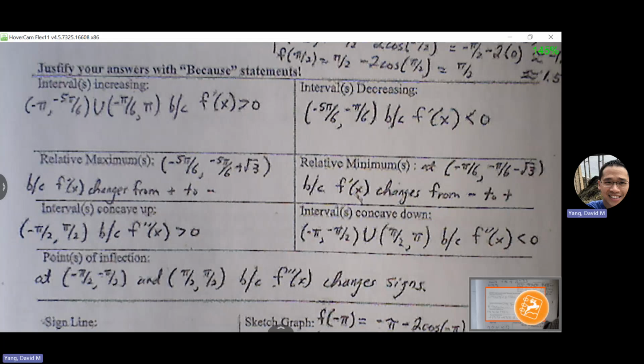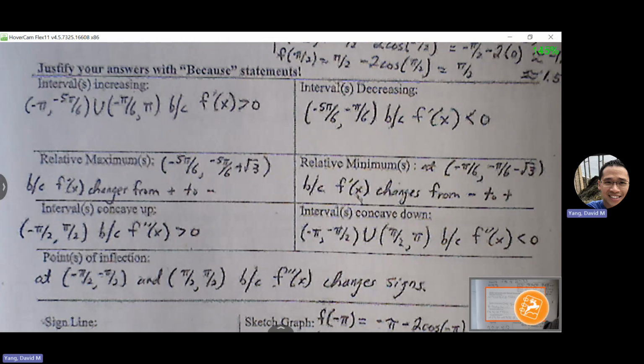Interval decreasing, pull that from your sign line. Relative max, because f prime changes from positive to negative. Also, students just say because sign changes. Okay. Again, you'll lose a point if you say that, right? Because f prime changes from positive to negative. Relative minimum, because f prime changes from negative to positive. Concave up, because f double prime is greater than 0. Concave down, because f double prime is less than 0.